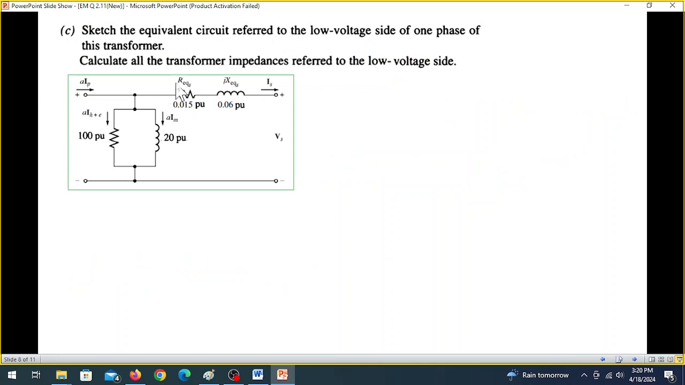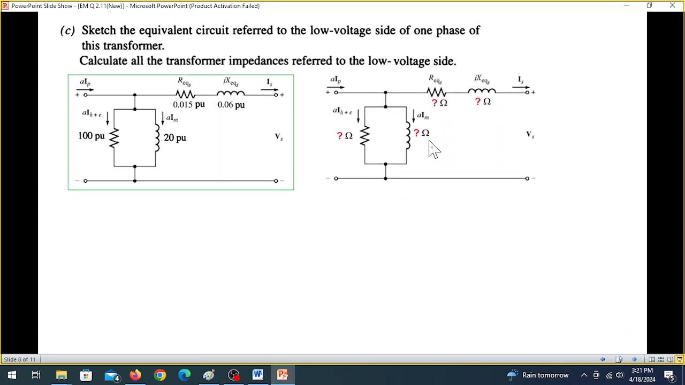Then part 3: sketch the equivalent circuit, referred to the low voltage side of one phase of the transformer. Now low voltage is the secondary side actually. Calculate all transformer impedances, referred to the low voltage side. So basically it is saying that all these values that we have in PU, we have to convert them into ohms. And for that, what are in ohms? That is the question. So for that we need Z base.